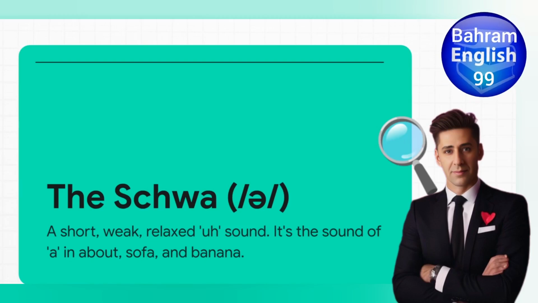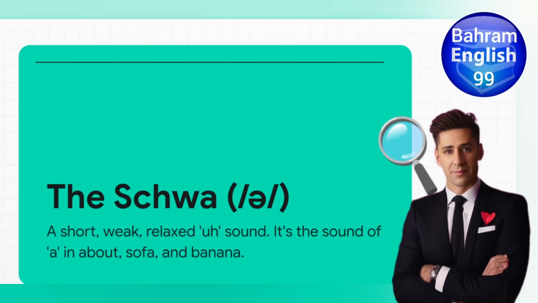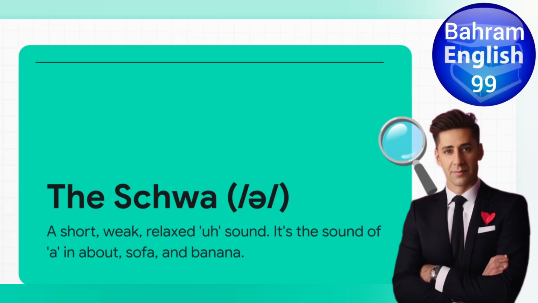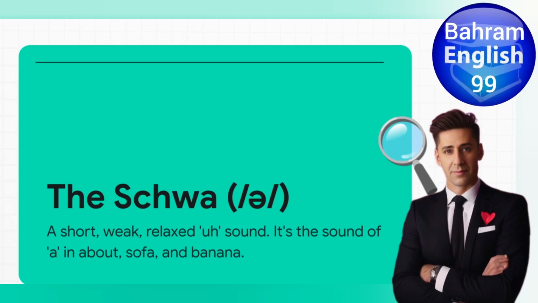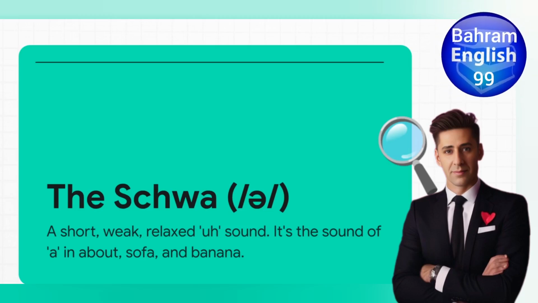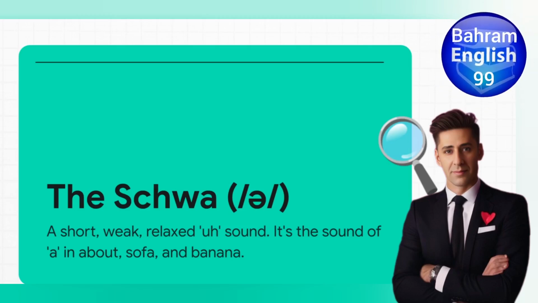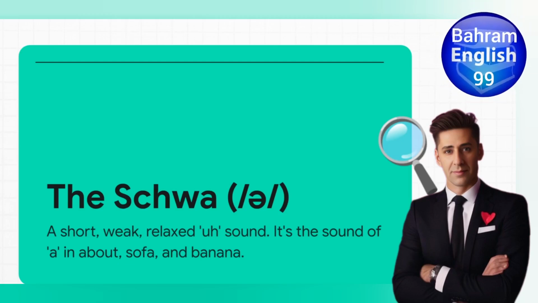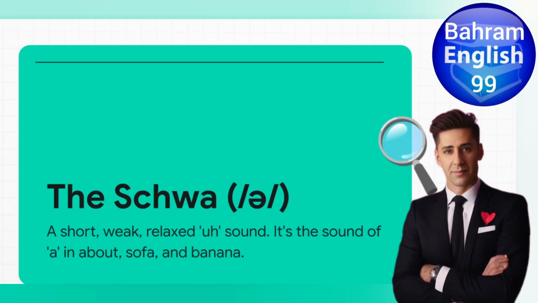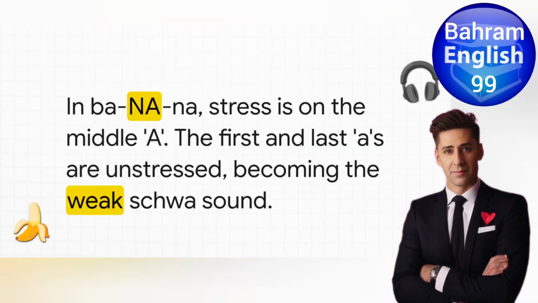So what on earth is a schwa? It's simply a short, weak, totally relaxed sound. It's the laziest sound you can make. Just relax your jaw, relax your tongue. That's it. It's the default sound for any syllable that isn't stressed. Think of the A in about, or the A in sofa. It's not ah-bout, it's about. That's the schwa. The word banana is the perfect example.